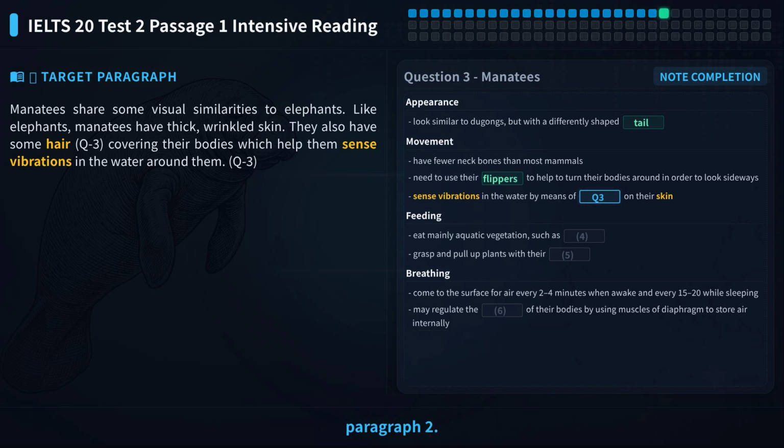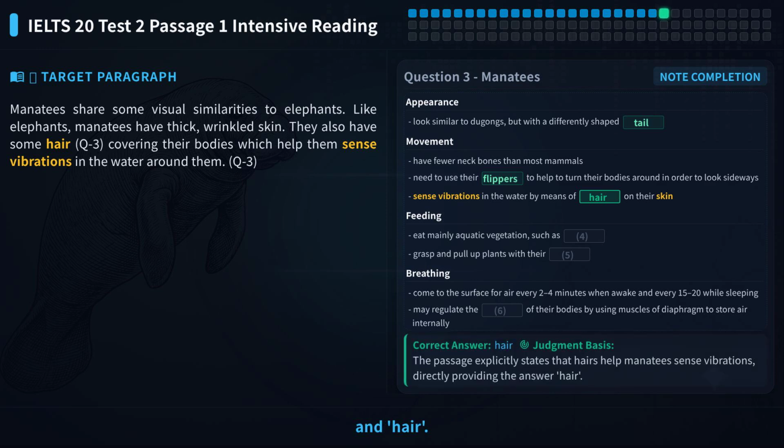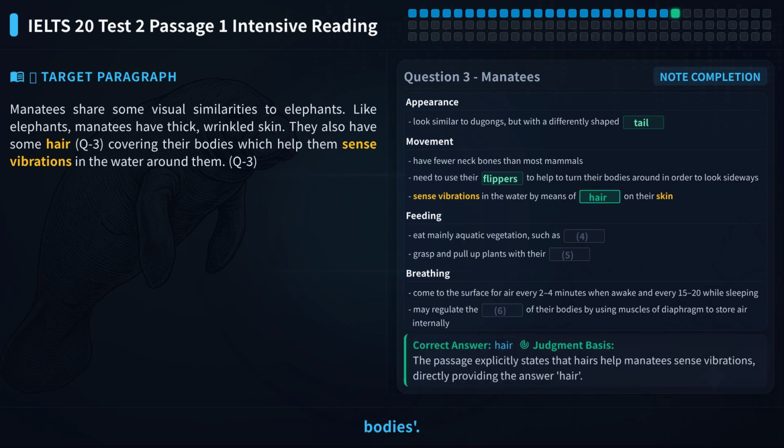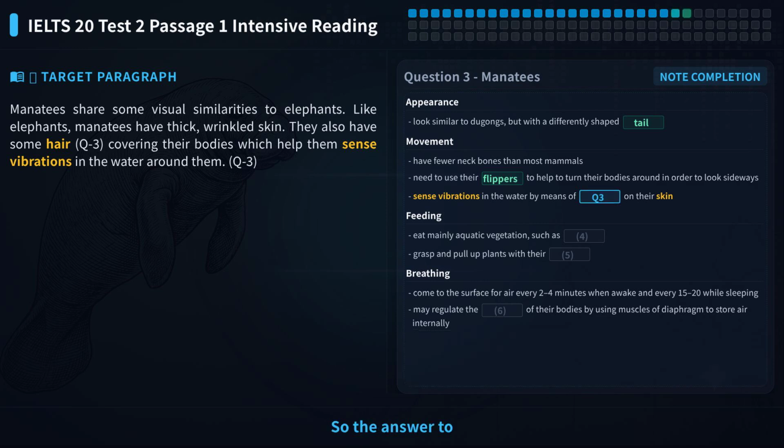Go to the end of paragraph 2. Scan for keywords like vibrations and hair. The text says they also have some hair covering their bodies. The word hair is directly given, no replacement needed. So the answer to question 3 is hair.